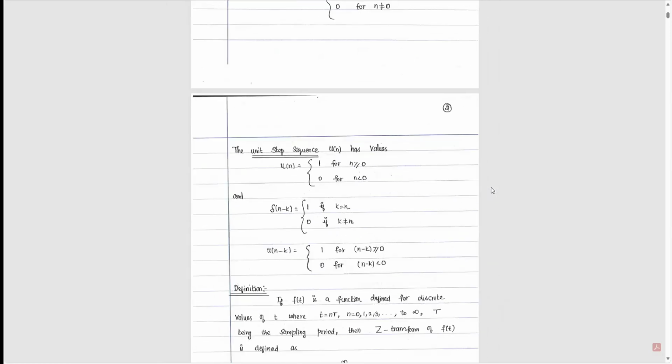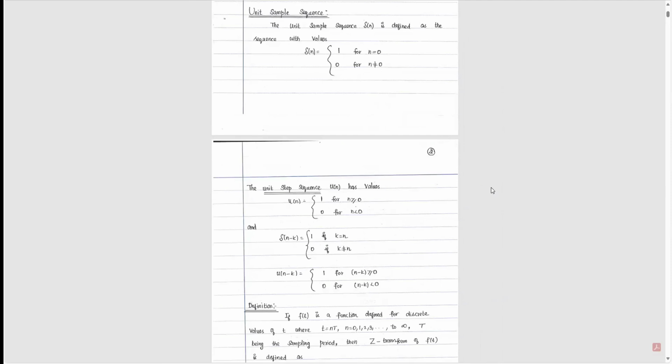It will take time to write only. These are simple things. So whenever you feel any problem, then we will do it on the whiteboard. Which you can understand easily here on the PDF, we will do on the PDF. So next is, if f(t) is a function defined for discrete values of t, where t is equal to n into capital T.